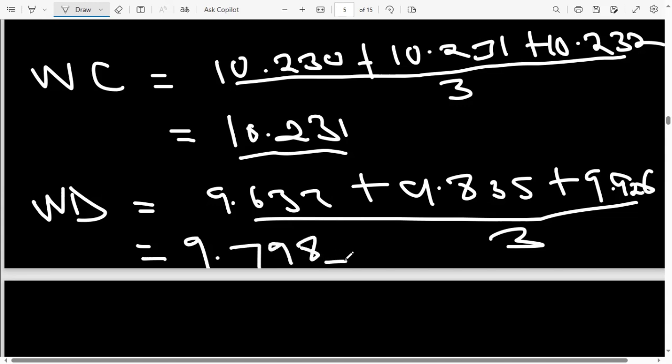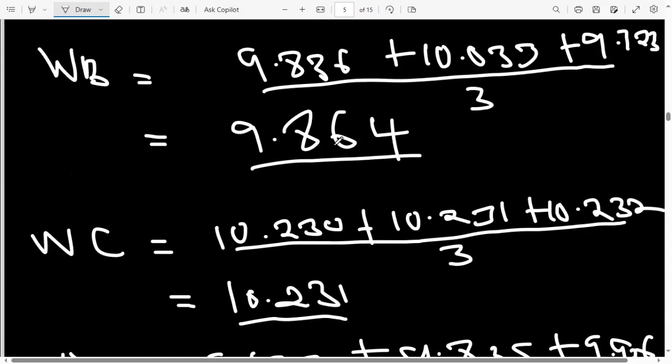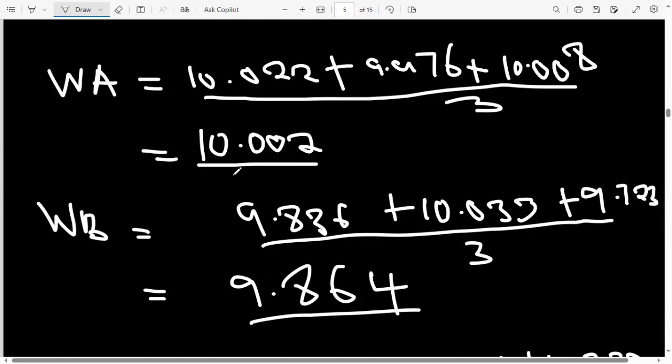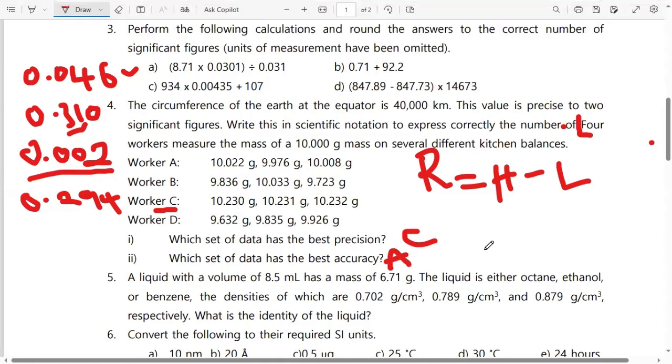Now of these averages, which one is the closest to 10? I have 9.798 here, I have 10.231, I have 9.864, and here I have 10.002. We see that 10.002 is the closest to 10. So we would say that worker A was more accurate than the others. Here we are going to say worker A was the most accurate. Any questions there, guys?